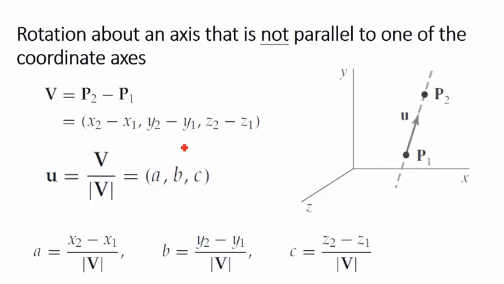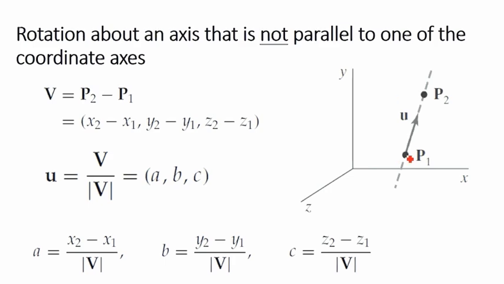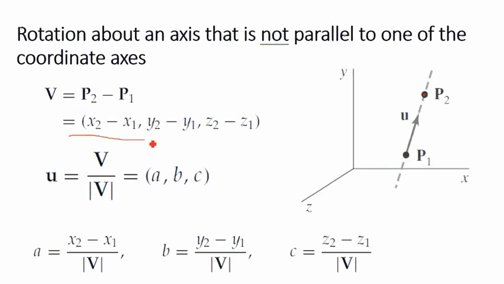Now the very first step that I'm going to do here is take a point called P1, defined as x1, y1, z1, and I would take another point along this axis called P2, defined as x2, y2, z2. Now if I subtract this point from this point, what I get is a vector along this axis.